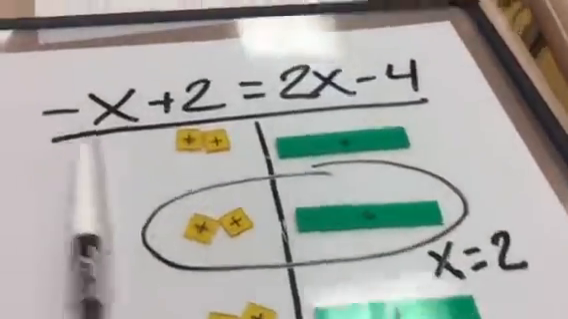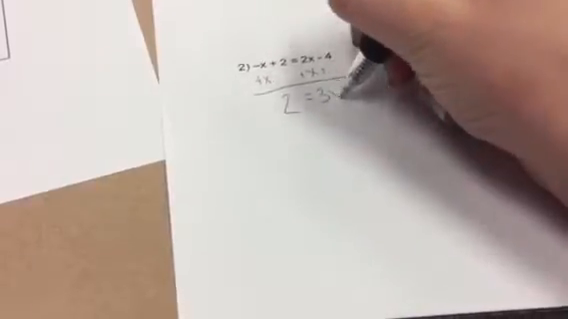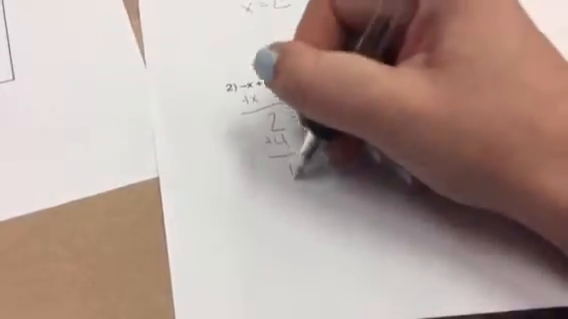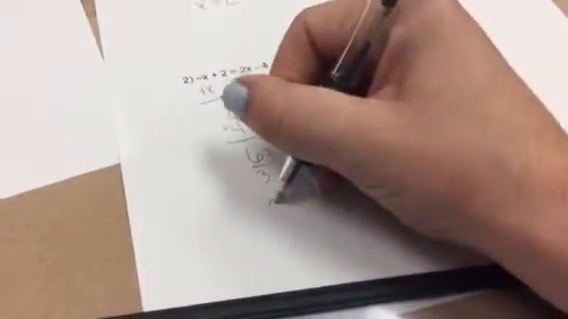And let's do that on our paper. All right, I add x to both sides. So I'm left with 2 equals 3x minus 4. Then I add 4 to both sides. I have 6 equals 3x. Divide by 3 on both sides. And we have 2 equals x. And you are complete.